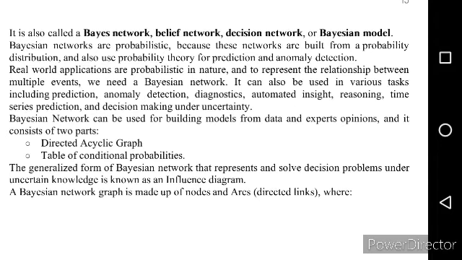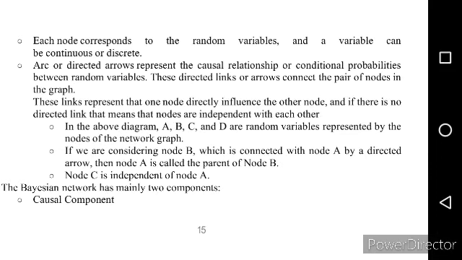A generalized form of Bayesian network that represents and solves decision problems under uncertain knowledge is known as an influence diagram. A Bayesian network graph is made up of nodes and arcs. Each node corresponds to a random variable, and a variable can be continuous or discrete. Arcs or directed arrows represent the causal relationship or conditional probabilities between random variables. The directed links are arrows connecting pairs of nodes in the graph. These links represent that one node directly influences another node.